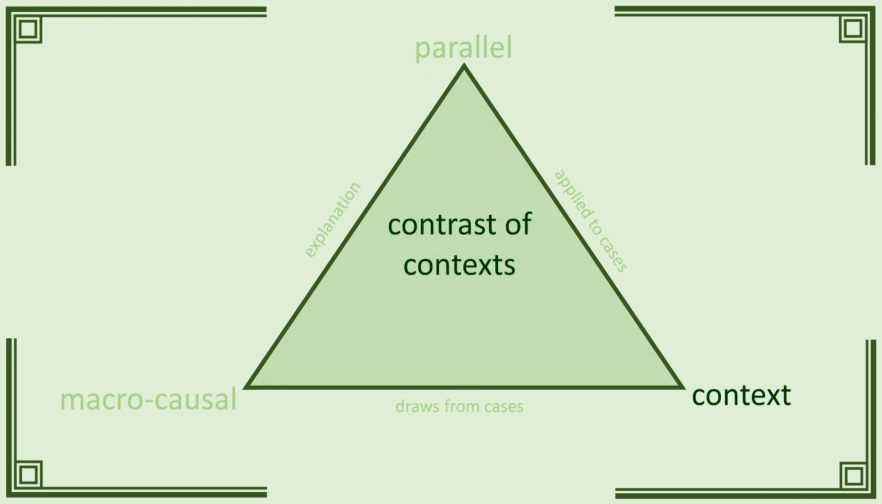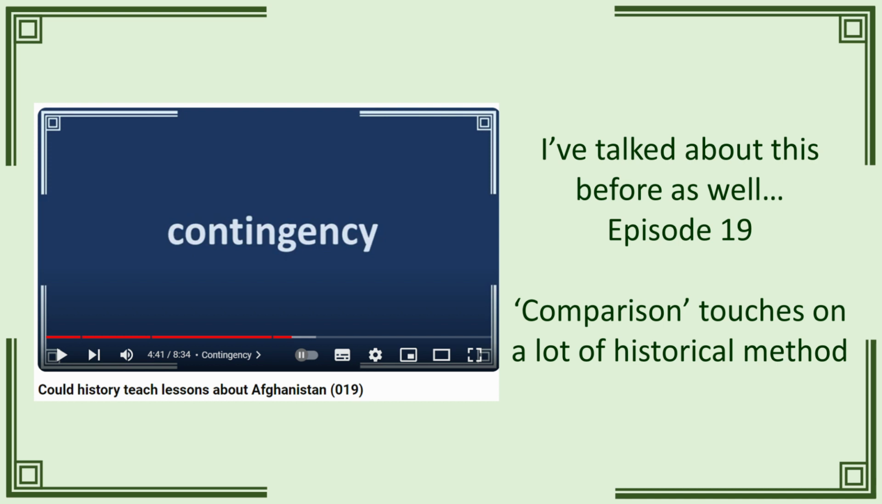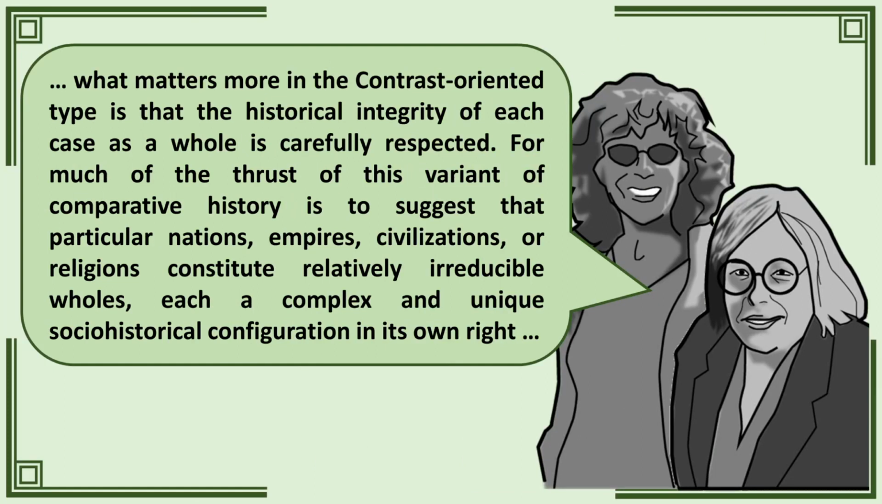The second type of comparison discussed in the article is the contrast of contexts. The general feature of this type of comparison is that it juxtaposes without formally connecting the case studies. That appeals to historians who usually have a strong sense of historical contingency, the idea that phenomena can be understood only on their own terms, or as it's put in the article: what matters more in the contrast-oriented type is that the historical integrity of each case as a whole is carefully respected, for much of the thrust of this variant of comparative history is to suggest that particular nations, empires, civilizations, or religions constitute relatively irreducible wholes, each a complex and unique socio-historical configuration in its own right.